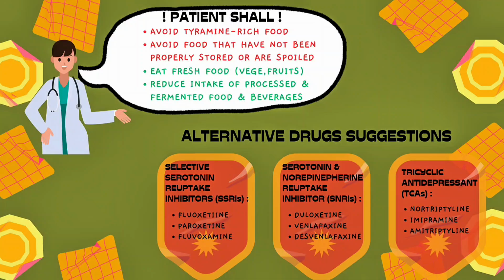For alternative drug suggestions, patients can use selective serotonin reuptake inhibitors such as fluoxetine, paroxetine, and fluvoxamine. Some patients could also take serotonin and norepinephrine reuptake inhibitors such as duloxetine, venlafaxine, and desvenlafaxine. And last but not least, patients can try tricyclic antidepressants such as nortriptyline, imipramine, and amitriptyline.